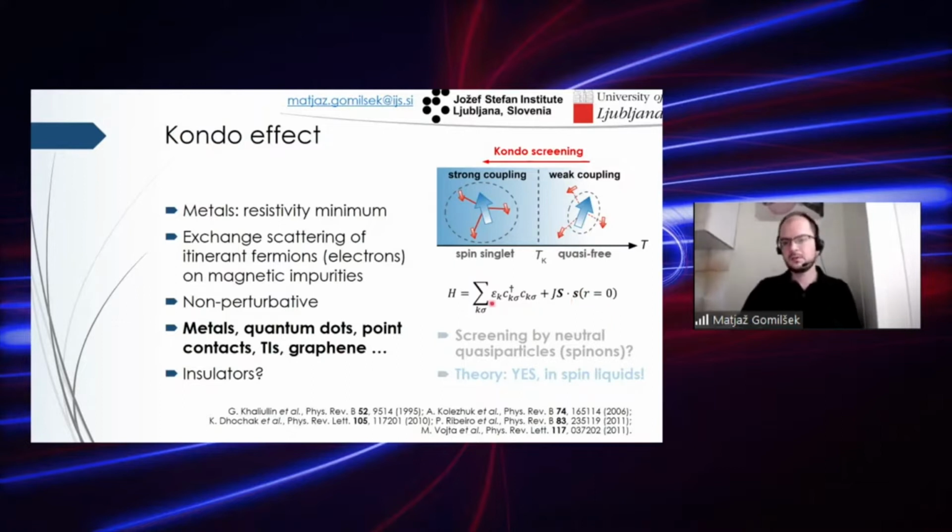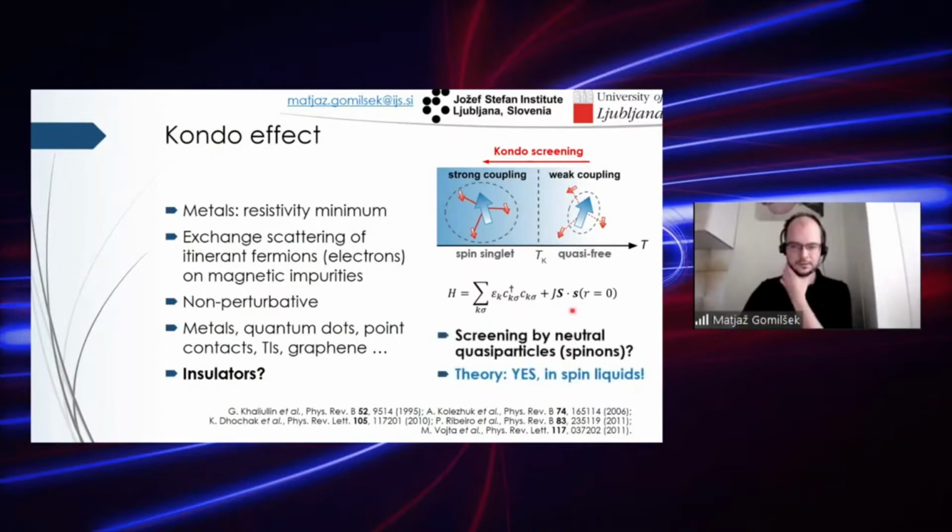Now the question is, could we get this also in electrical insulators? Where instead of having electrons as the conductive, itinerant host, we would have something else, for example spin-carrying, charge-neutral quasi-particles called spinons. Theory says that yes, we can get such an effect.